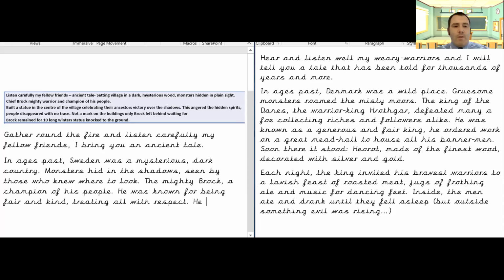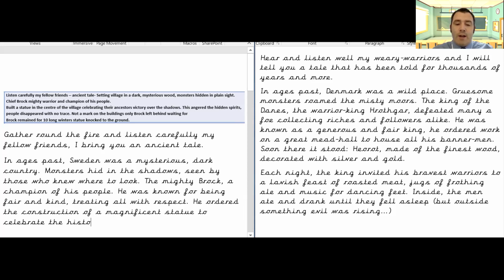So he was known for being fair and kind, treating all with respect. He ordered the construction of a, what's the word I'm going to use? Not mighty, that doesn't sound right. Magnificent, that sounds much nicer. So magnificent statue to celebrate, let's spell celebrate correctly, to celebrate the historic. So it gives us the idea that it's an old victory. This is from time gone by. Celebrate the historic victory over the shadows.